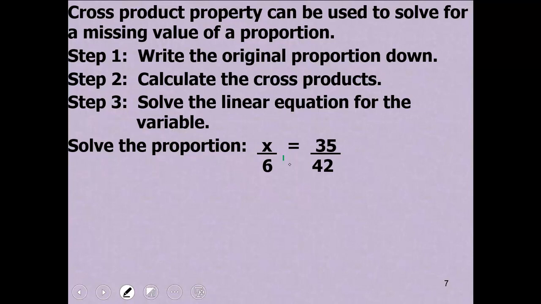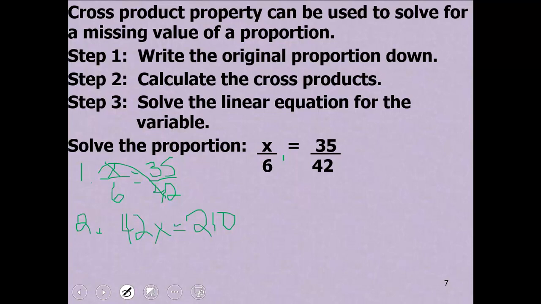All right, welcome back. My first step is to write the problem down. X over 6 is equal to 35 over 42. Step 2 says do the cross product. 42x is equal to 35 times 6. That's 210. All right, and now I have to divide by 42. I know it's divisible by 2. Oh, it goes in evenly.